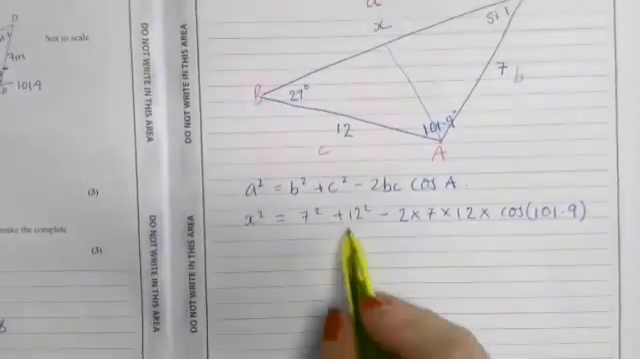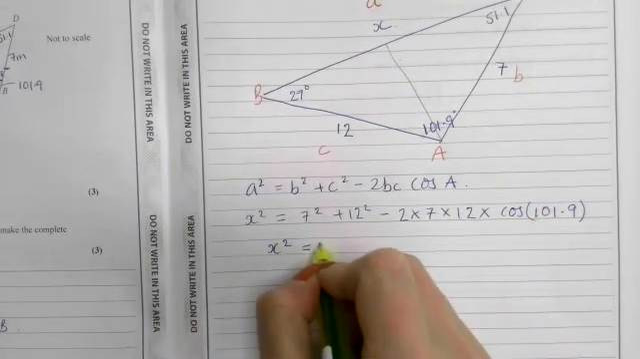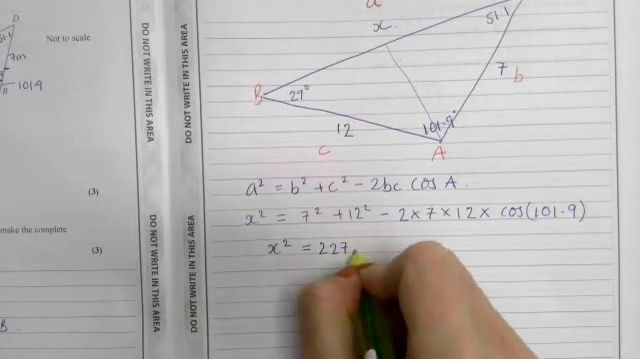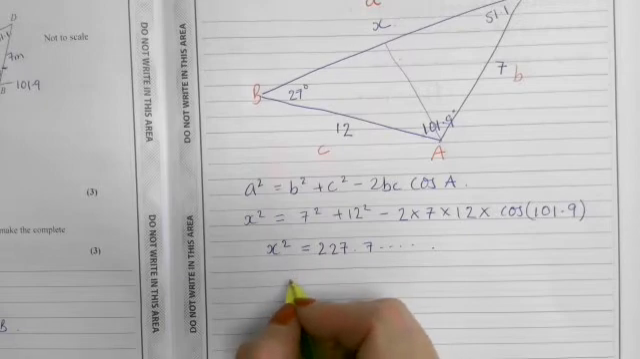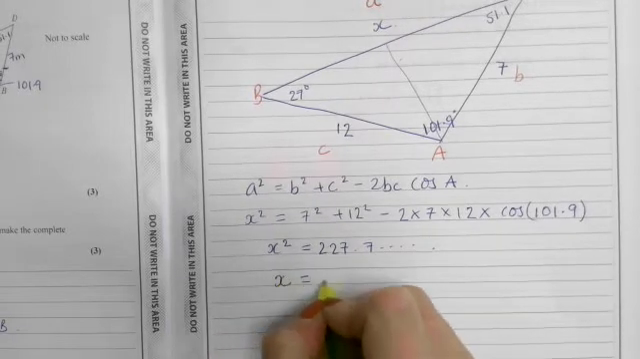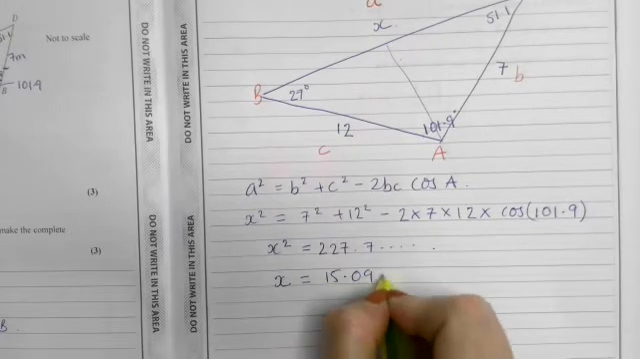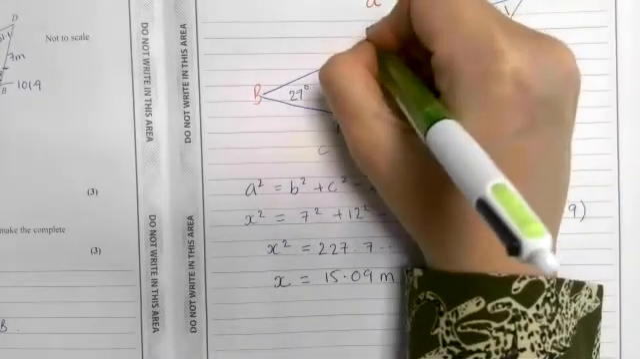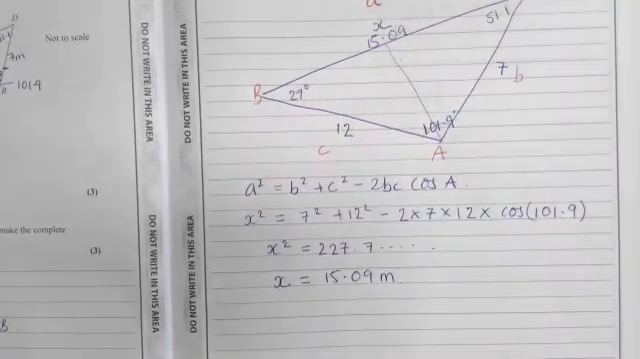So if I put all of this in my calculator, I get that x squared is 227.7. It's a long decimal. So if I square root that to find x, the square root of that is 15.09 meters. So I'll put that on my diagram.